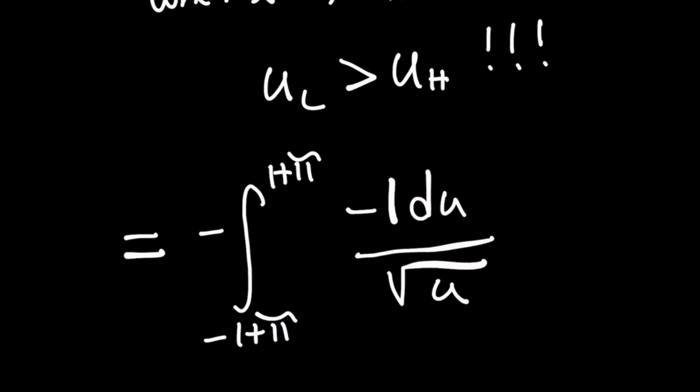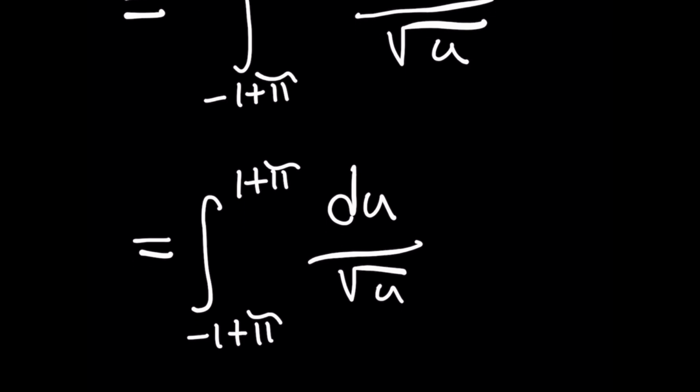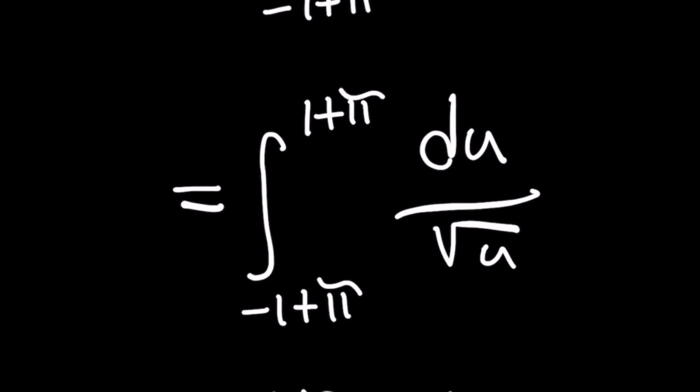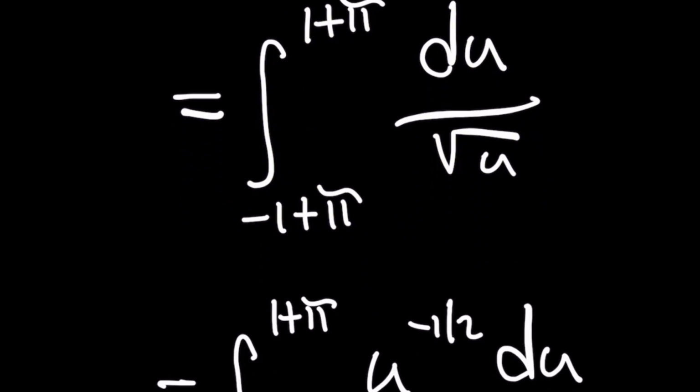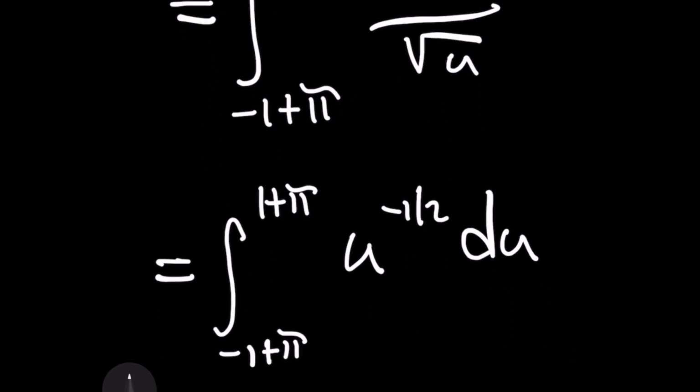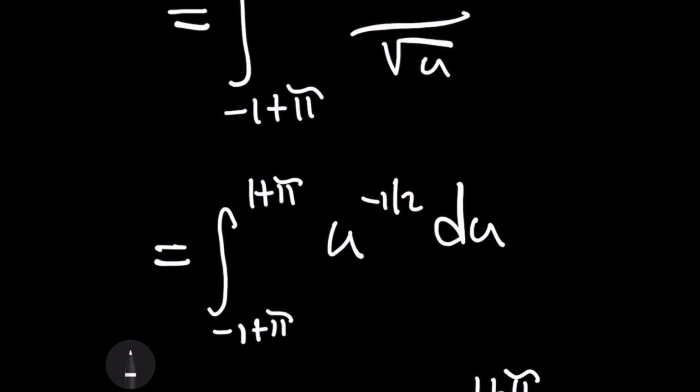And so now you have a negative in front of the integral and a -1 in front of du. So just multiply those through and you'll simplify the expression to the integral from -1 plus pi to 1 plus pi of du over square root of u. Now, this is actually a simple polynomial integral in disguise, because whenever you see a square root like this, remember, it's just a power. You have u to the -1/2, and you know the original thing you get when you integrate has a power that's 1 greater.